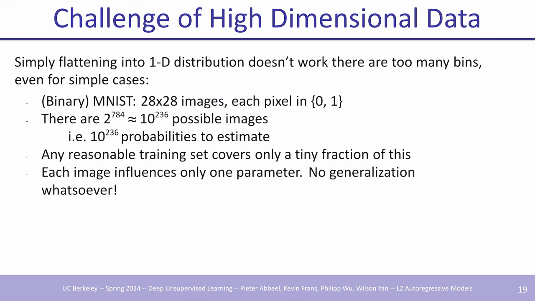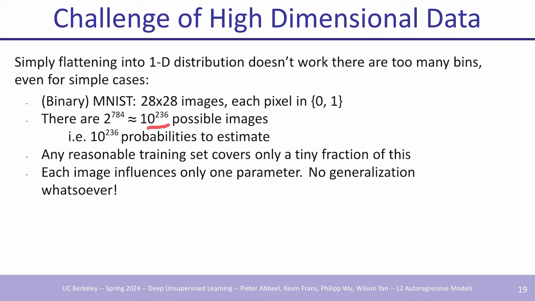So, the challenge with high-dimensional data, as we talked about early on, even let's say for binary MNIST, where every pixel is either 0 or 1, in a 28 by 28 pixel configuration, you have about 10 to the 236 possible images. So if you said, I'm going to naively just flatten this out, think of every possible image as a possible sample, and think of it as a 1D distribution with all the possible samples that could occur, you'd have 10 to the 236 possible images.